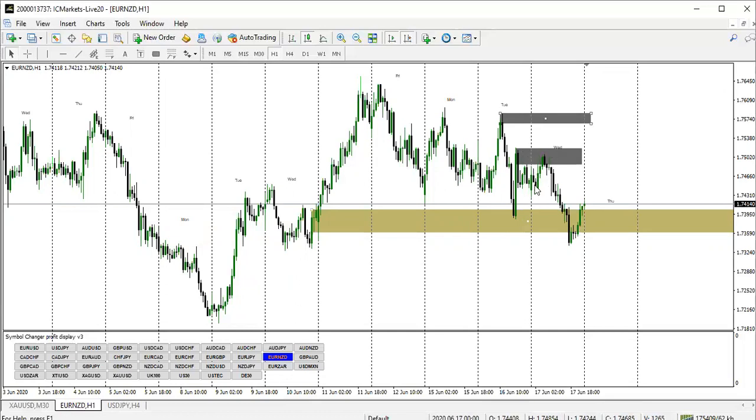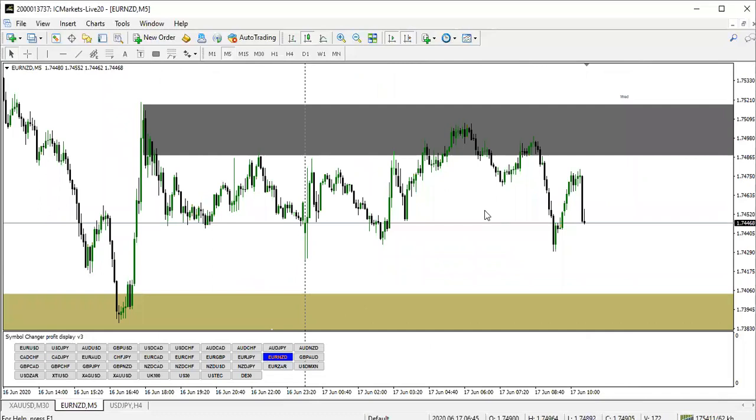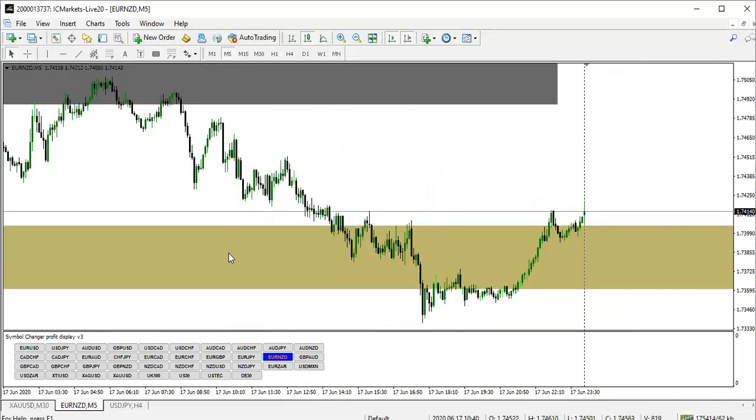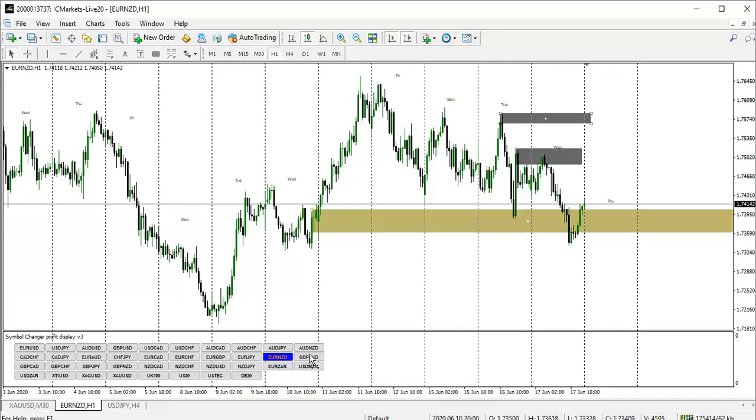I mean, that this zone really played out here. As you can see, this really played out here. On the 5 minutes time frame, we can search for entries. Do we have an entry there? I think we do. We do have an entry here. Then this really played out here. Then we have Euro GBP.